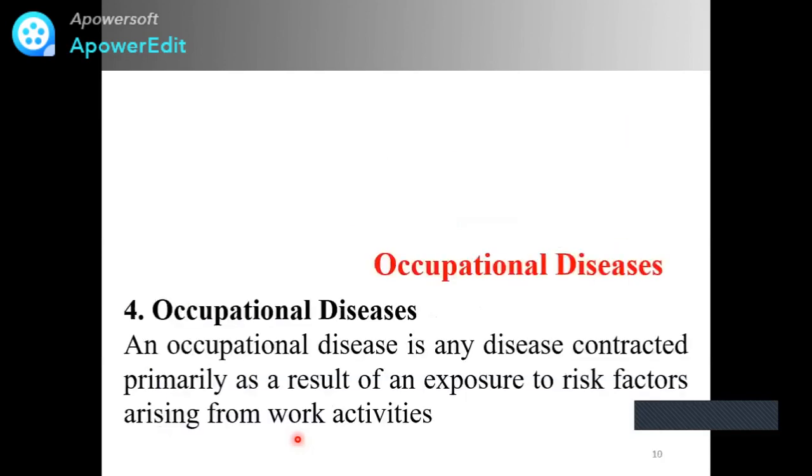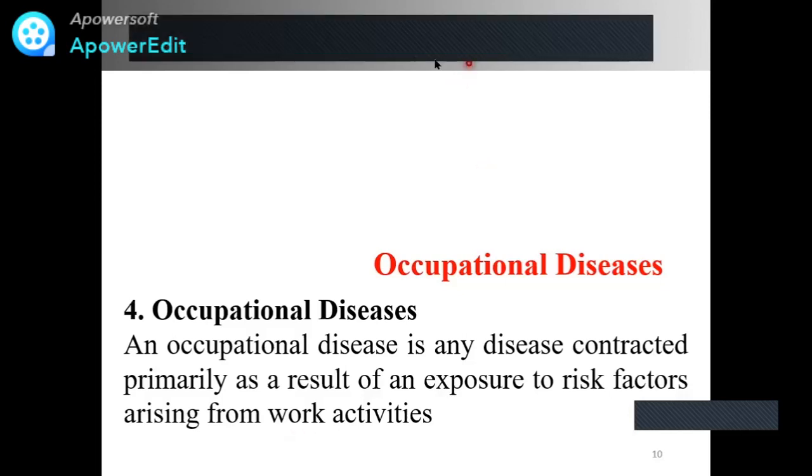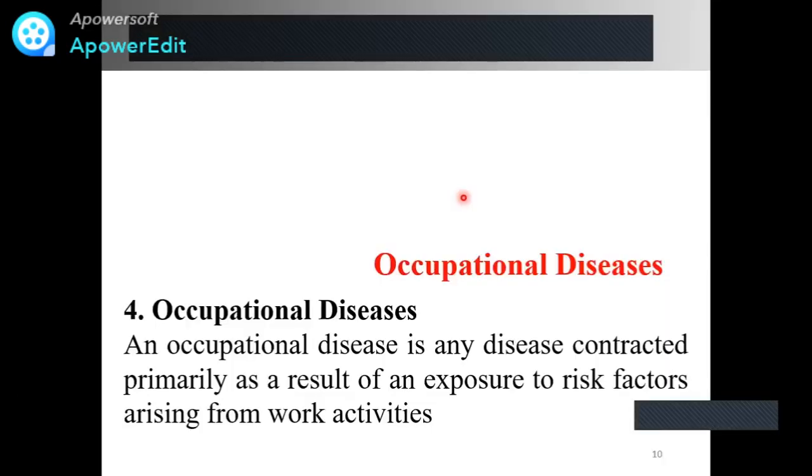Now let's get the idea about occupational diseases. An occupational disease is any disease contracted primarily as a result of exposure to risk factors arising from work activity. According to this definition, occupational diseases are diseases relating to work activities or organizational activities, job-related diseases.